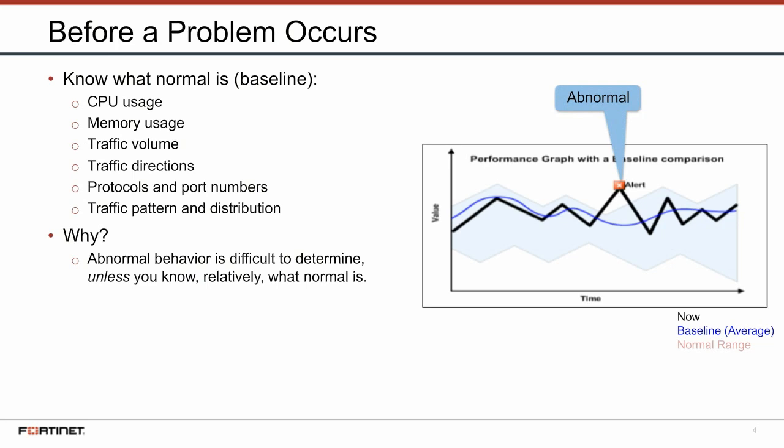Normal is measured and defined in many ways. It can be performance, the expected CPU and memory utilization, bandwidth, and traffic volumes. But it can also be your network topology. Which devices are normally connected at each node? It is also behavior, traffic flow directions, which protocols are blocked or proxied, and the distribution of protocols and applications used during specific times of the day, week, or year.